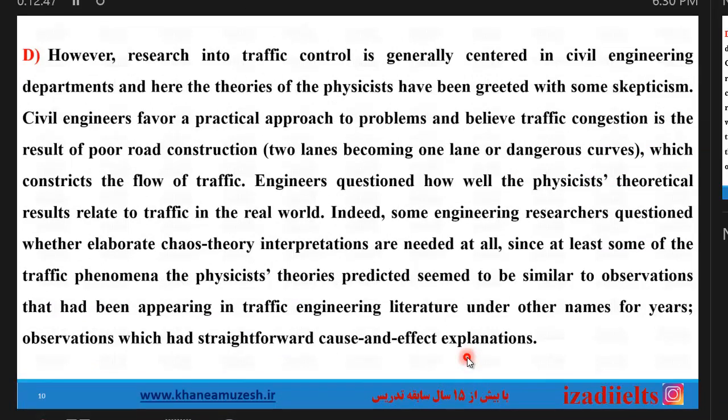Find the key sentences. Beginning, middle, last. Which ones? Middle? Here, the theories of the physicists have been greeted with some skepticism. Very good. Skepticism. Check that. Yes, skepticism is equal to what? Doubt. In your headings? Doubt. Area of doubt. Yes, very good. You found it, yes? Other key sentences.